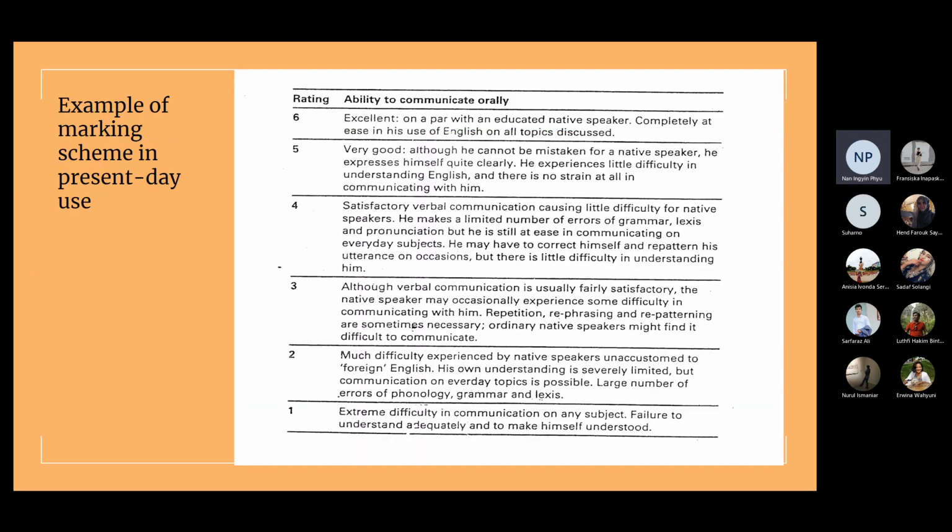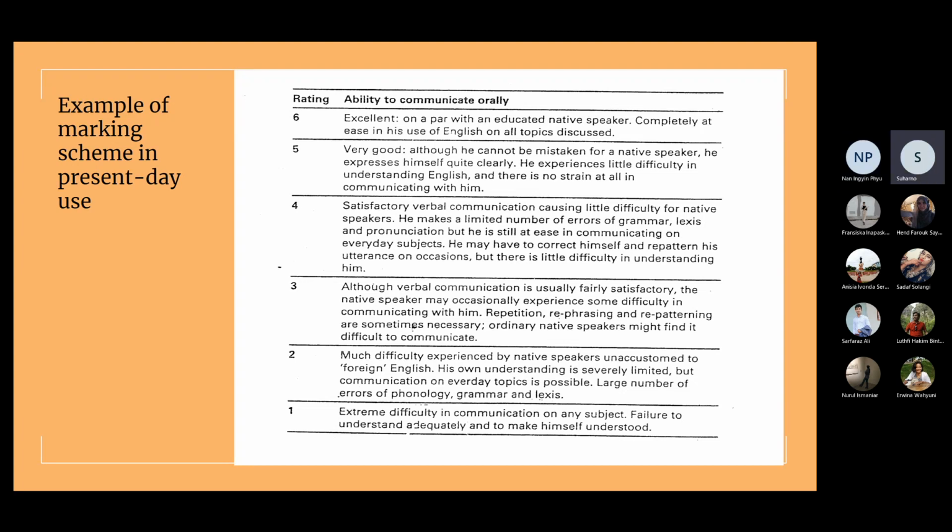So here is an example of a marking scheme. The marking scheme can be rated from 1 to 6. If the student is really excellent and completely at ease in the use of all the topics, then we can give 6. But even though the student did really well, if the student still experienced a little difficulty in understanding, then we can give a rating of 5, because there is a little bit of difficulty for the student.